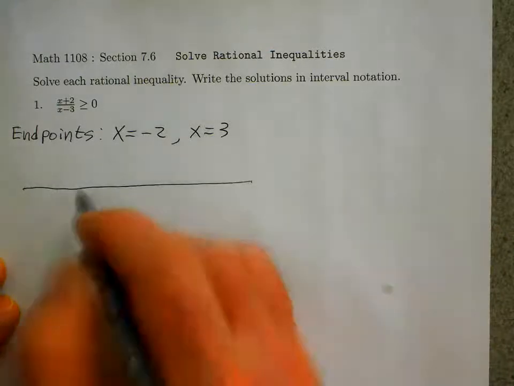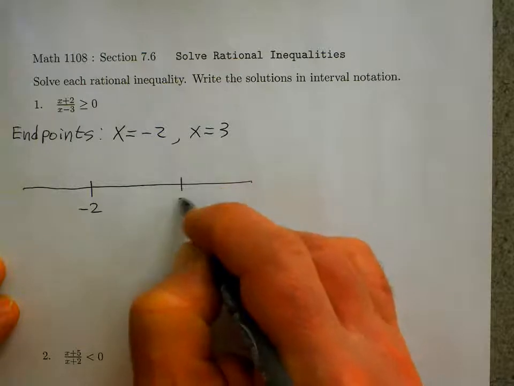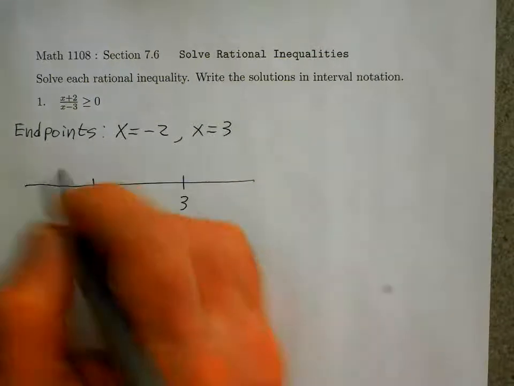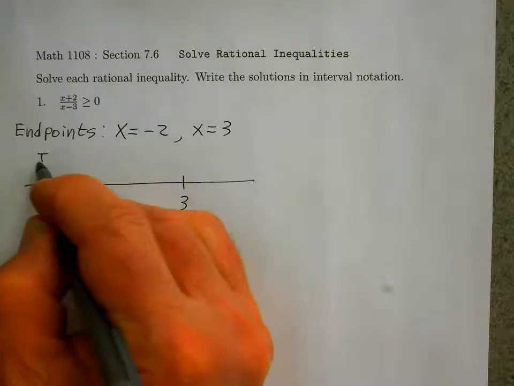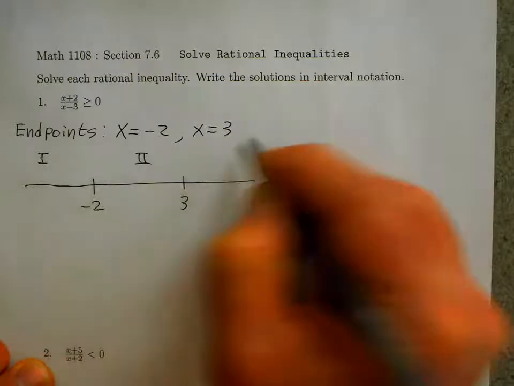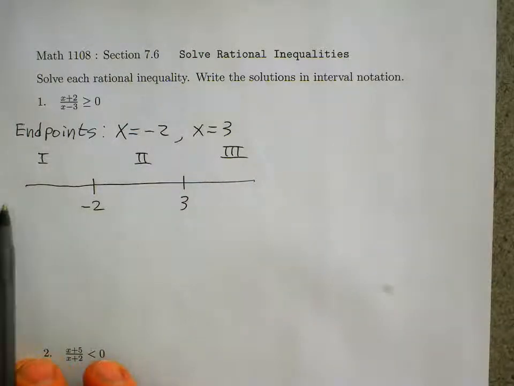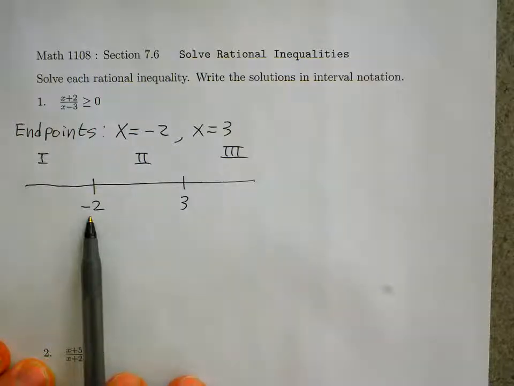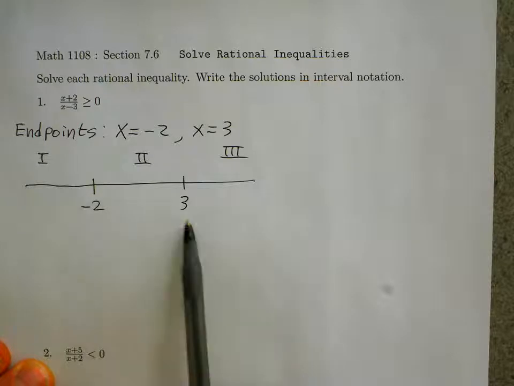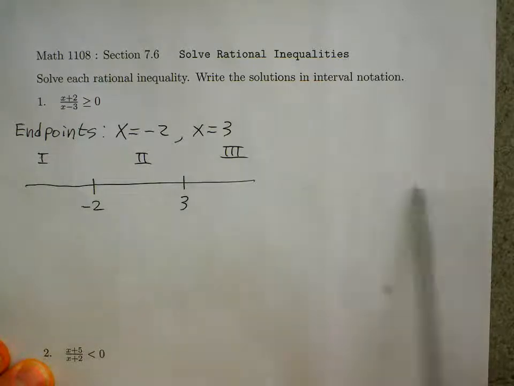on the number line divide the number line into 3 separate intervals. I'll label those intervals using Roman numerals 1, 2, and 3. The first interval is from negative infinity to negative 2. The second interval, or the middle one, is from negative 2 to 3. And then the third interval is from 3 to positive infinity.